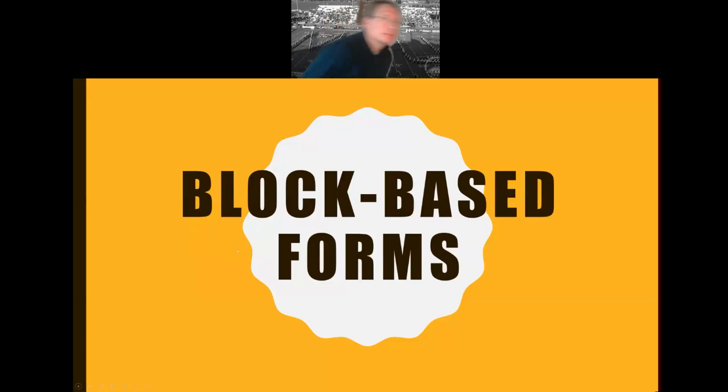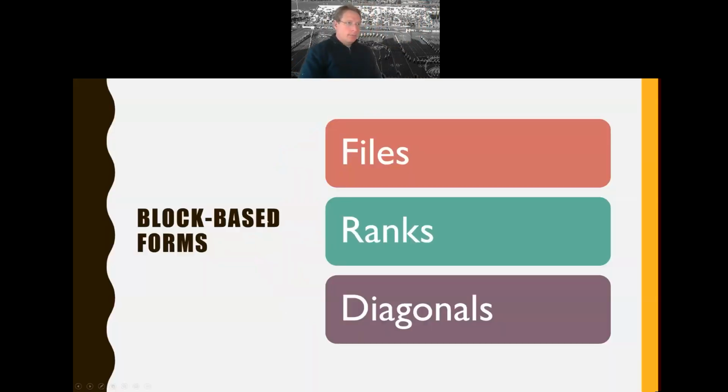I've got this up on a PowerPoint. So, talking about block-based forms, okay? Files, ranks, and diagonals. Those are the three components of block-based forms.